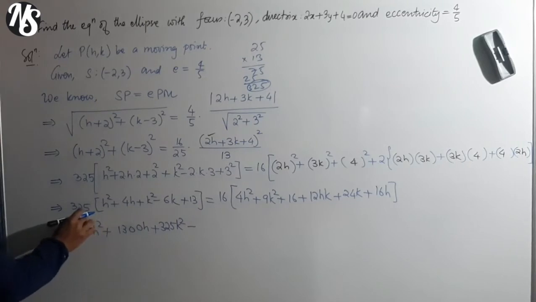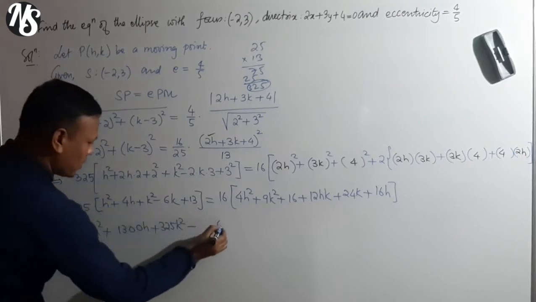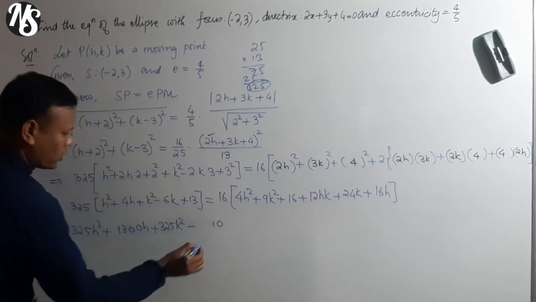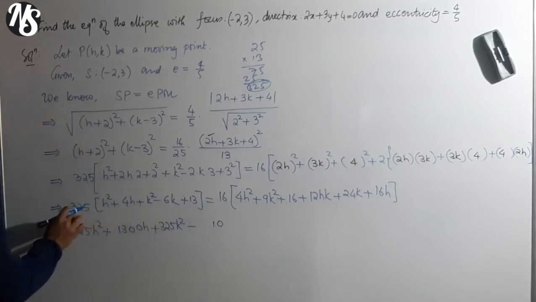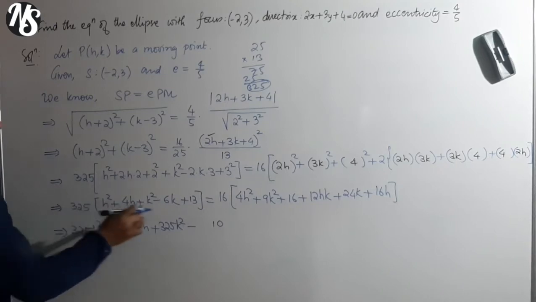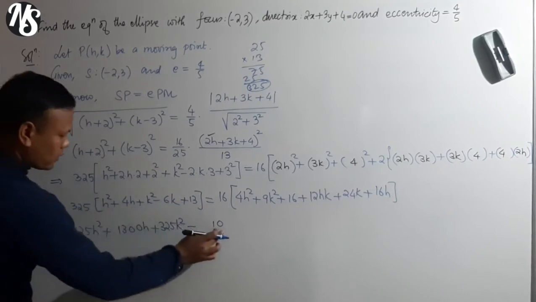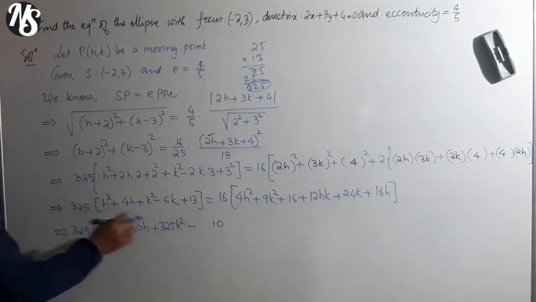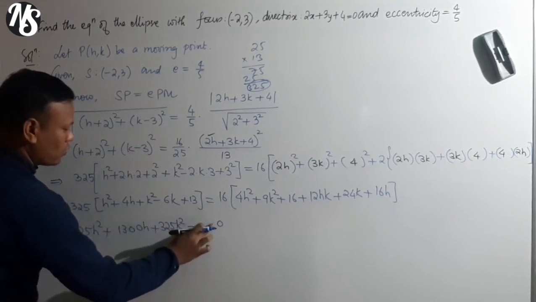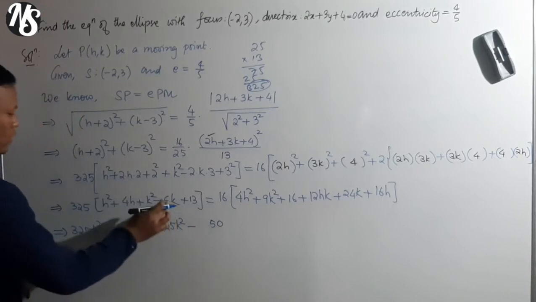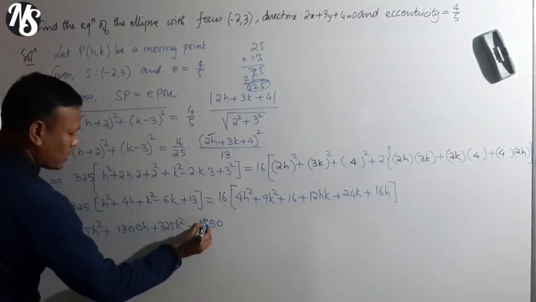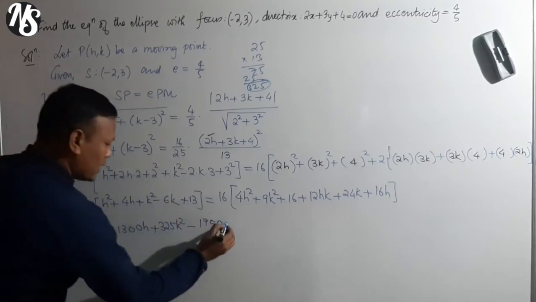6 into 325, yes, so 6 5 is 30 carried over 3, 6 2 is 12, 12 plus 3 is 15 carried over 1, 6 3 is 18, 18 plus carried over 1 is 19, so 1950 k is there.